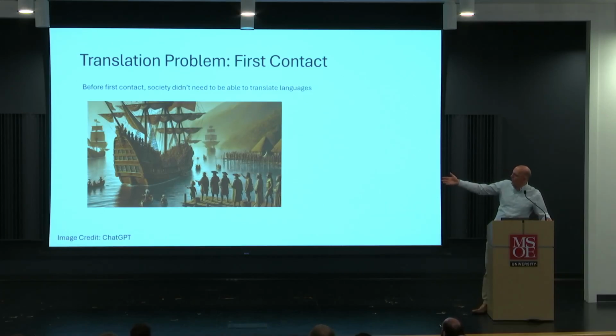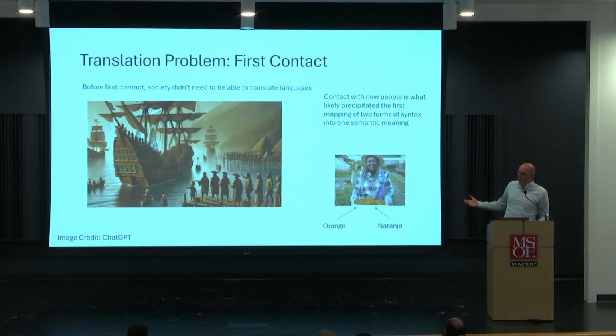I asked AI to generate what first contact looked like, and this was a sort of creepy picture it came up with. So I have a lot of AI-generated images in this, so I'll apologize once and leave it there. Before first contact, we didn't need to translate, right? Everybody in our tribe spoke the same way, said the same things. We didn't have to worry about translation.